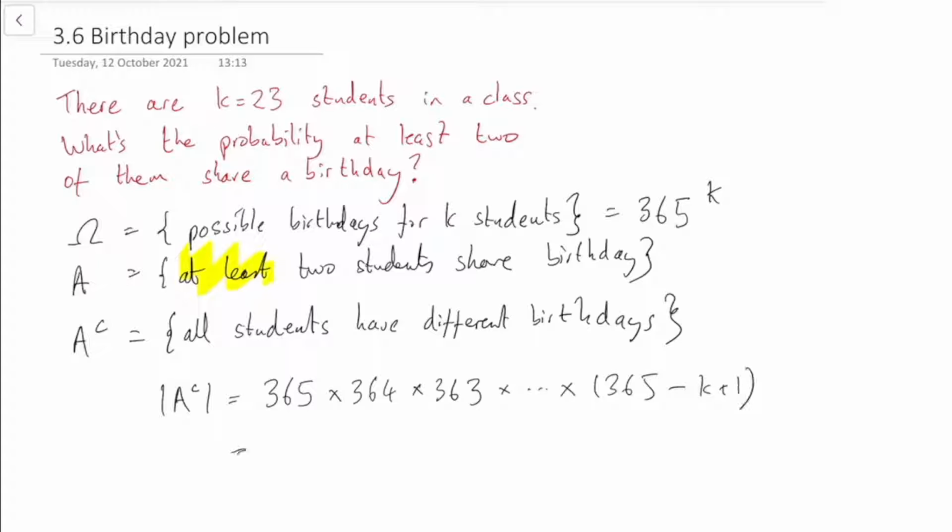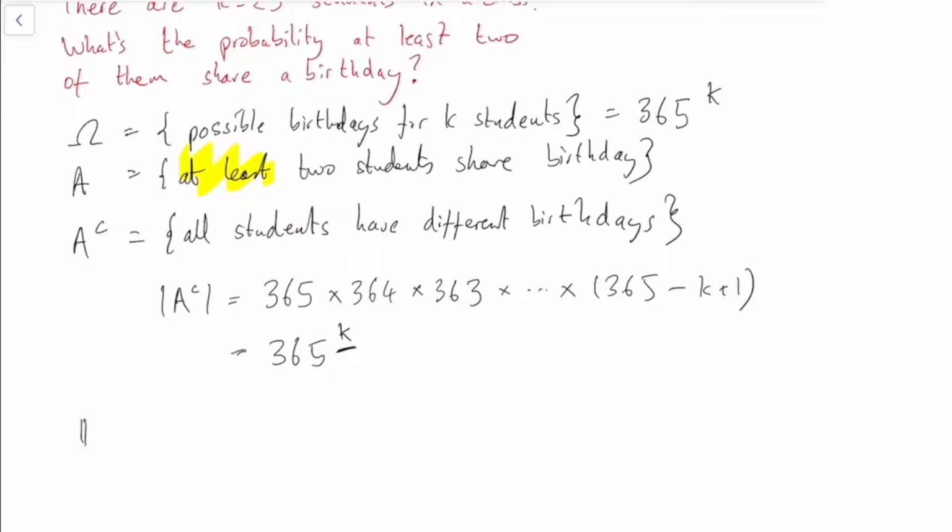And so this is our old friend, the falling factorial. This is 365 to the k, but this time underlined. So omega, the possible birthdays, was just your normal 365 to the k, sampling with replacement. But if we want all the students to avoid each other's birthdays, we have 365 to the k underlined, our friend the falling factorial, because they have to be chosen without replacement, because we can't have the same birthday twice.